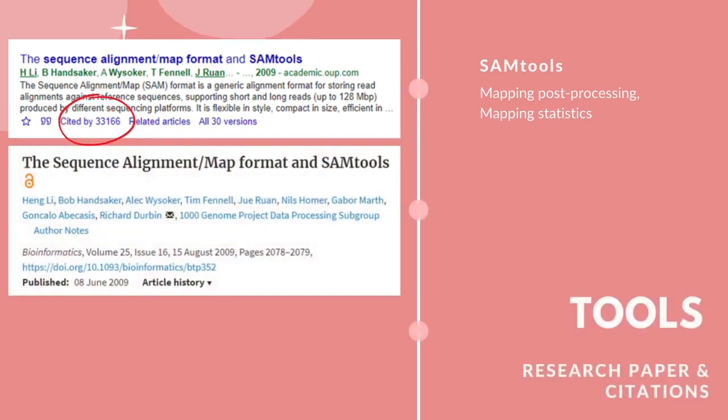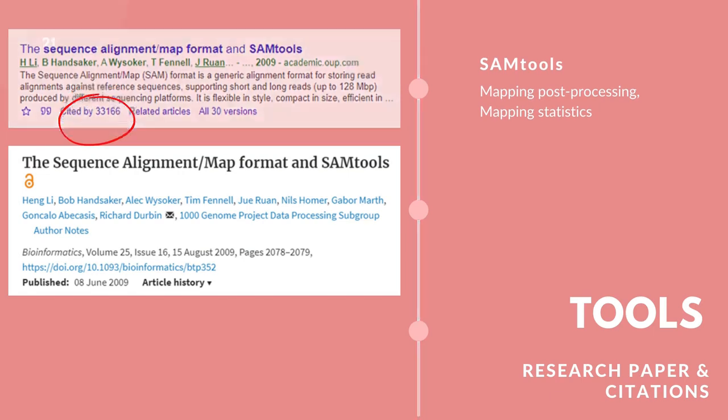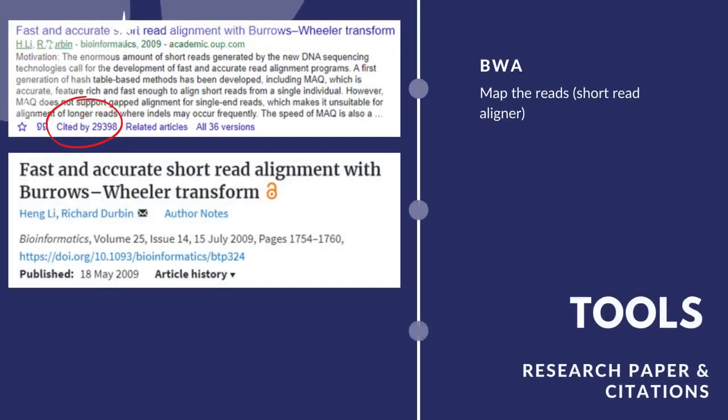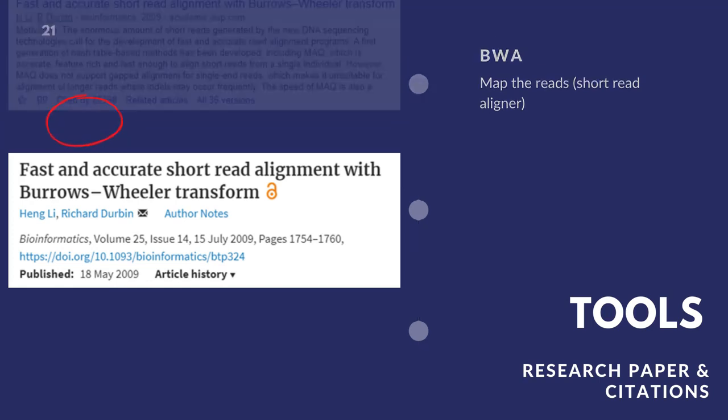I'd like to share a few research papers for some of the important tools that I'll be using in today's presentation. SAMtools has around 33,000 citations, and the paper was published in Bioinformatics Volume 25 in 2009. Then we have the BWA tool for mapping the reads. The paper was published in 2009 in Bioinformatics Volume 25. It has around 29,000 citations.